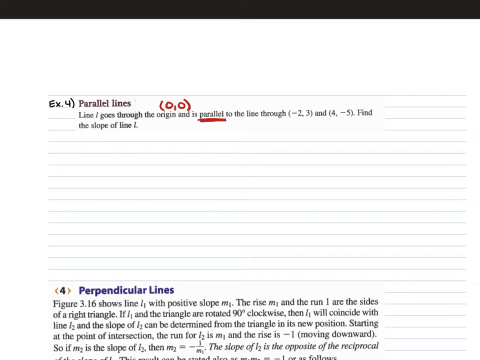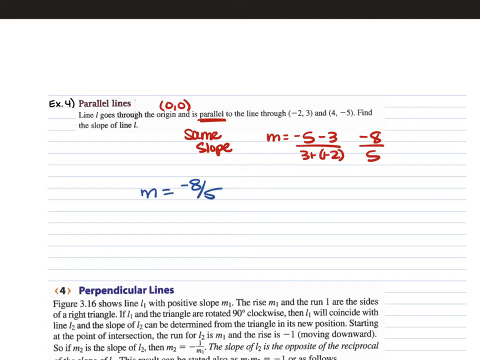So since it's parallel, it has the same slope. So we find the slope of that original line, which is going to be -5 minus 3 over 4 minus -2. Those two negatives turn into addition, and we get -8 over 6. So if it has the same slope, our slope of the line that goes through the origin is negative 8 over 5.